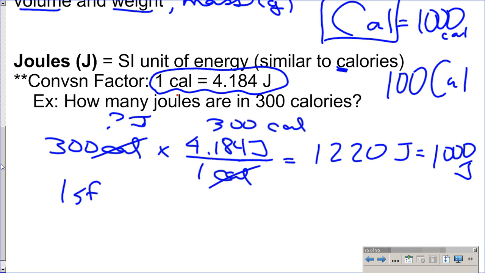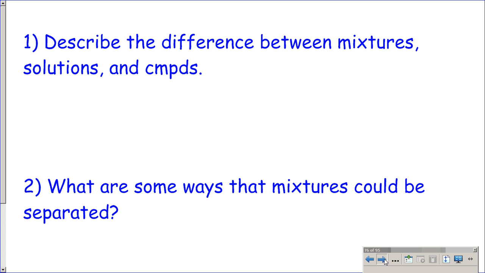Moving on. Let's do the law of conservation of matter. I'm going to briefly go through some of this. I want to work on the balancing part. I'm going to skip this bit for a second.